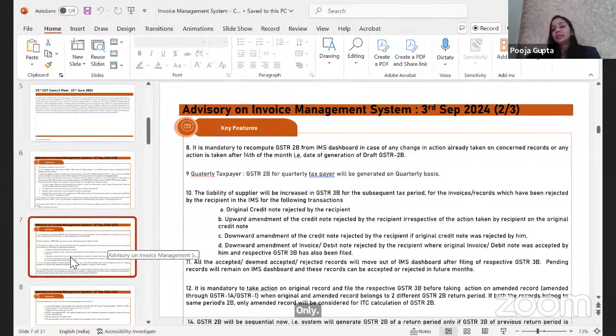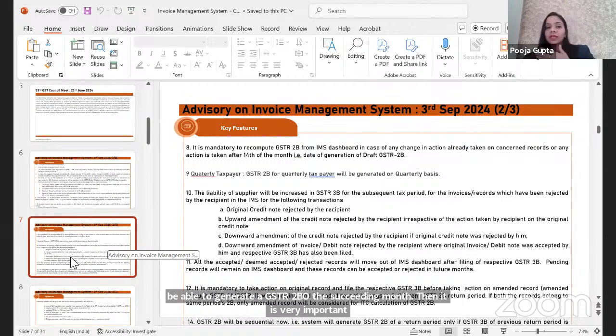GSTR 2B is basically sequential. Why is it sequential? GSTR 2B will not be generated until and unless we file the returns of the previous month. Recently CBIC has clarified that if you do not file the return of the previous month, then you will not be able to generate the GSTR 2B for the succeeding month. So it is very important to do the compliance of the previous month and then go forward to the succeeding months.